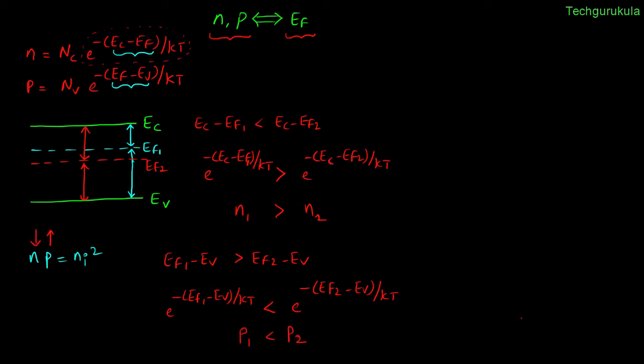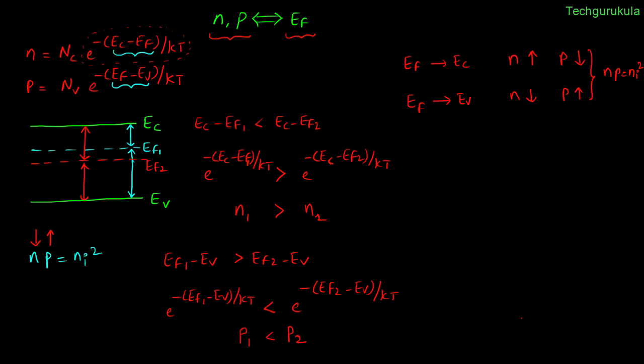So we can say that as we move EF closer to Ec, the electron concentration would increase and the hole concentration would decrease. If EF is moving closer to Ev, which means moving away from Ec, the electron concentration would decrease and the hole concentration would increase. But in both cases, the product of n and p would always satisfy the mass action law, which is np equal to ni square.